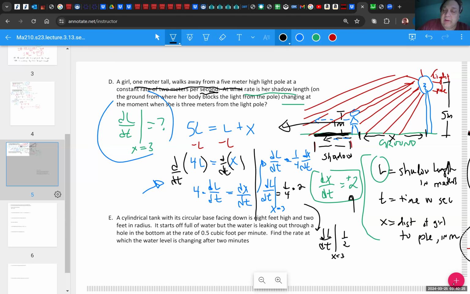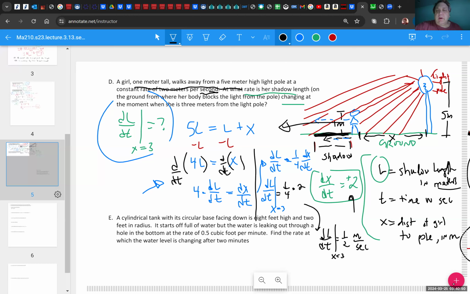What are the units? Well, L is the top variable, and that's measured in meters. And t is the bottom variable, that's measured in seconds. So at this moment, the length of the shadow is increasing at the rate of 1/2 of a meter per second, or 1 meter every 2 seconds. All right, so there's the girl walking problem.